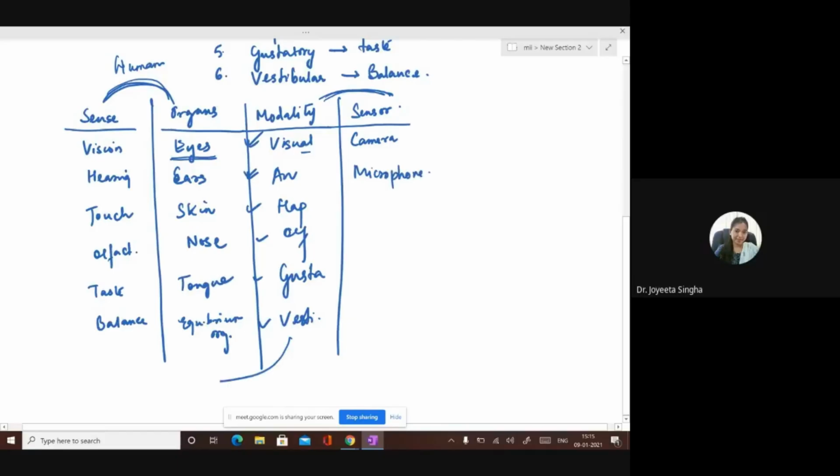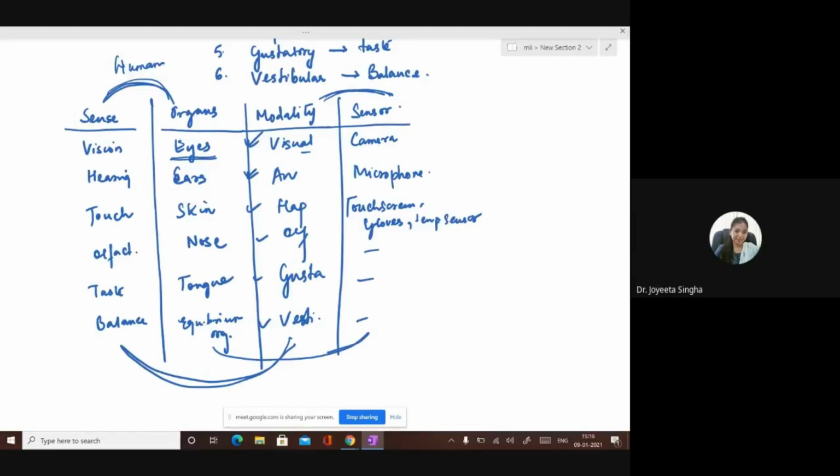Okay, so this modality is related with this sense, and this organ is similar to this sensor. Then for haptic, your skin corresponds to touch screen, gloves, and temperature sensors and so on. For these three, research has mostly been carried out using eyes, ears, and skin. So the senses related to that have been displayed over here.